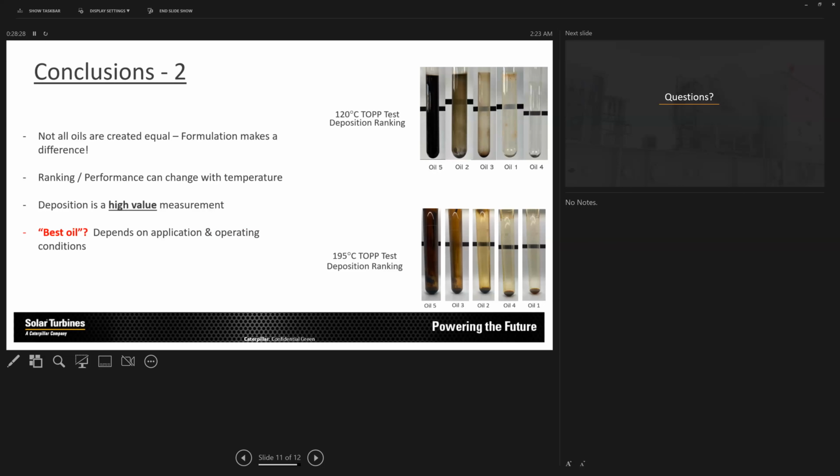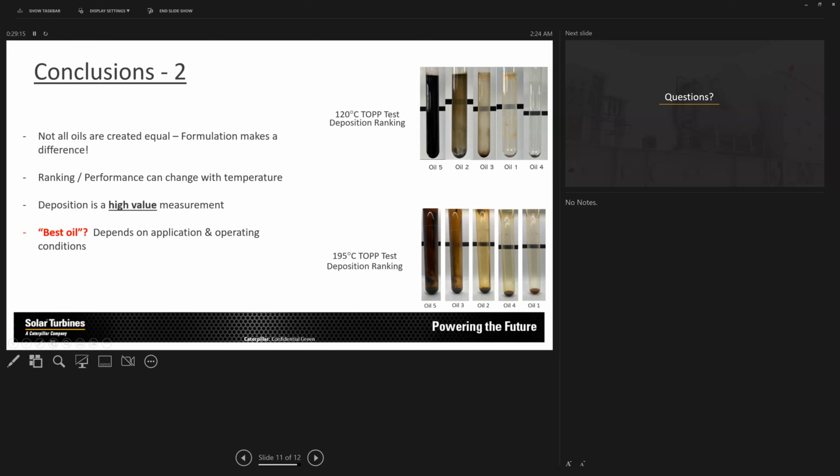And the last bit of the conclusions here is that not all of the oils are created equal. So the formulation, both of the base oil and of the antioxidants, I believe, makes a big difference in how that oil reacts to various temperature regimes. In terms of ranking or performance, it can change with the temperature. And as you can see here on the right, at the 120 degrees Celsius test, we have ranked based on the deposition from best on the right to worst, and at the higher Celsius test, some of the rankings have swapped. So for example, oil 1 and 4 now have changed places, and same for oil 2 and 3.